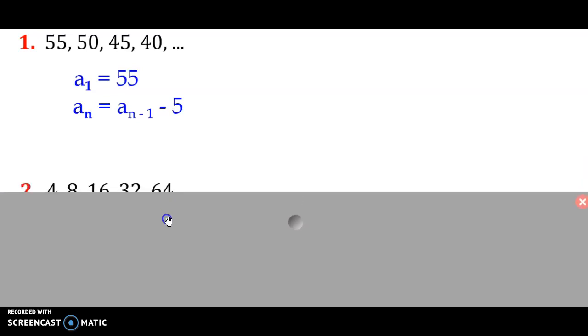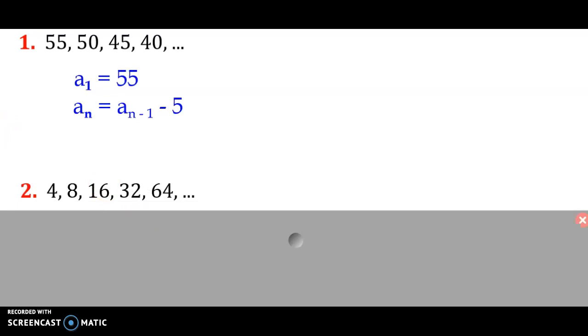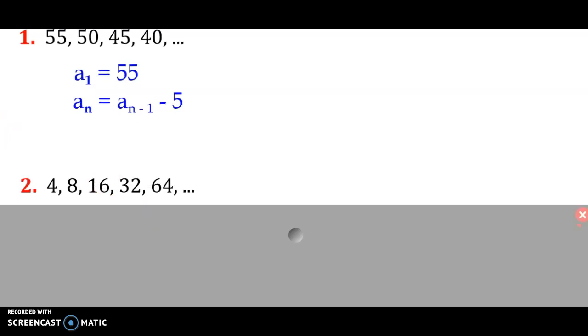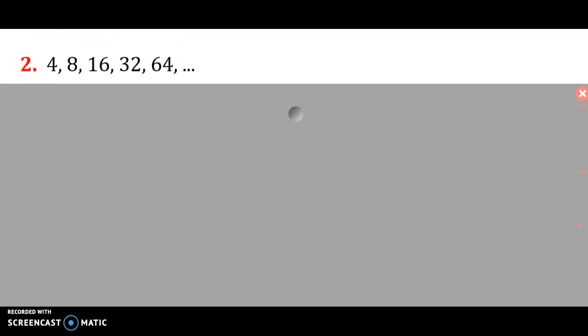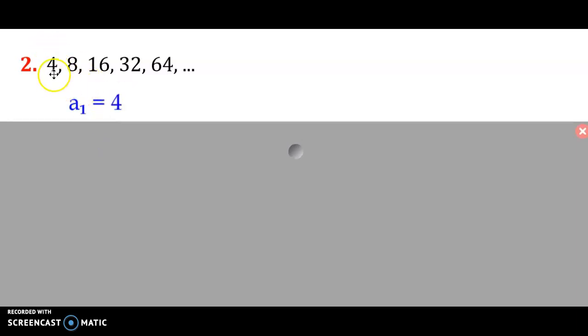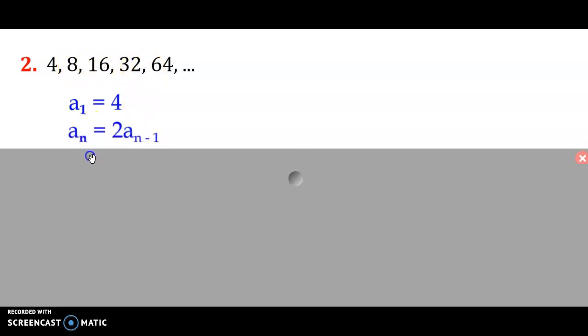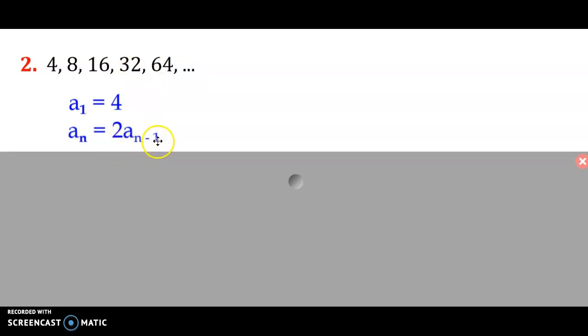Okay, take a look at this one and see if you can come up with, once again, your recursive formula. Give me a second. Pause it if you need to. And here we go. My first term is 4. Got it. What do I do to get from one term to the next? Well, here I multiplied by 2, and then I multiplied by 2 again. Then I multiplied by 2. So all I'm going to do is take the previous term, which is a sub n minus 1, and multiply it by 2.